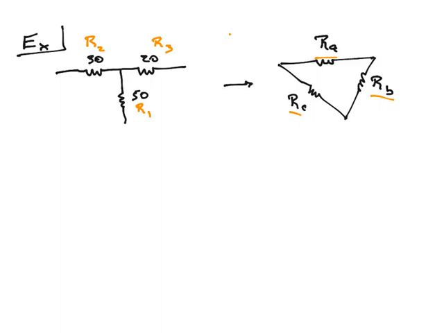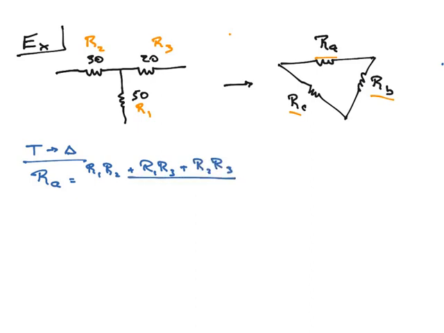Now the question is, find RA, RB, and RC. Well, I'm looking for the delta. So it's like I'm going from Y to delta, or from T to delta. Going from T to delta, I know the equation: RA is going to be the pairs R1, R2 plus R1, R3 plus R2, R3, all divided by the one associated with RA, that's R1.